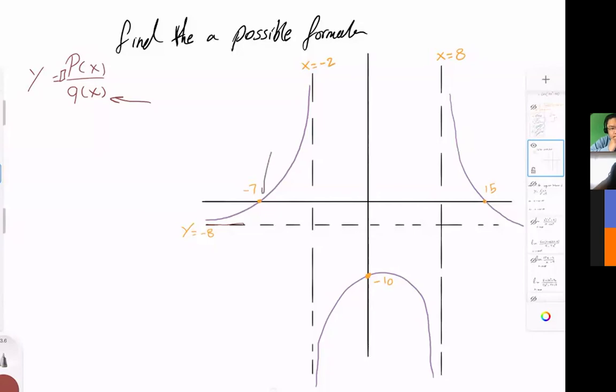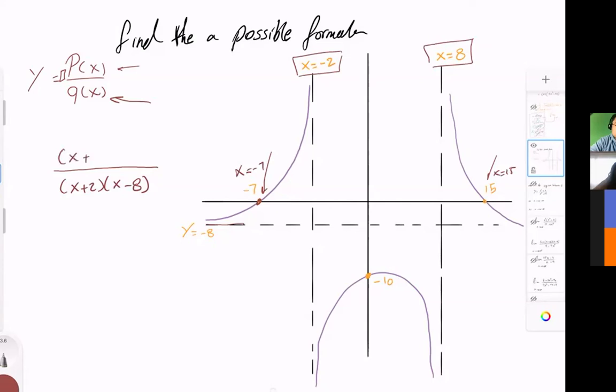And the x-intercepts come from p of x. Vertical asymptotes at x equal to -2 and x equal to 8. That means x plus 2 and x minus 8. So we're going backward. We have zeros at x equal to -7 and x equal to 15. That means we have x plus 7 and x minus 15 for p of x. So we took care of everything, but not the coefficient.